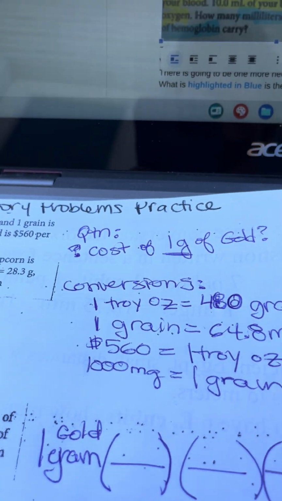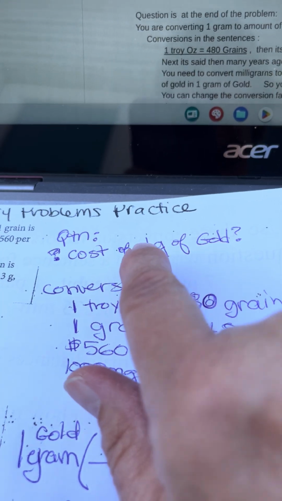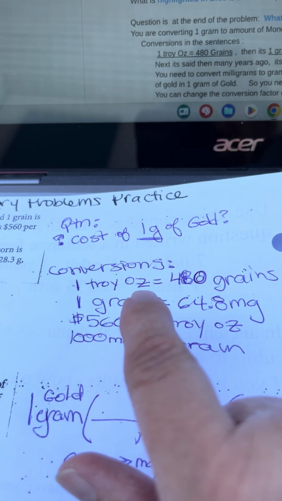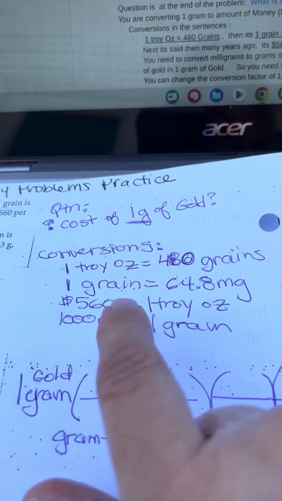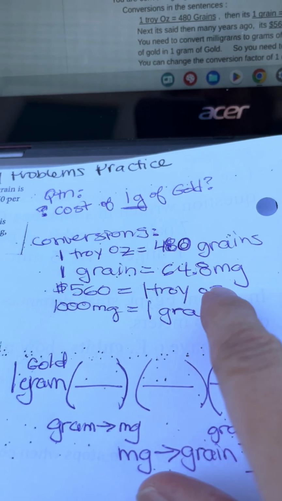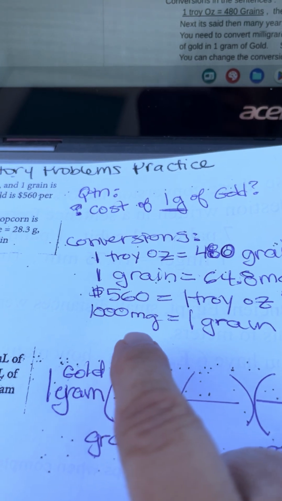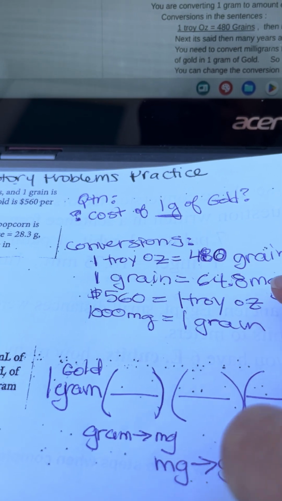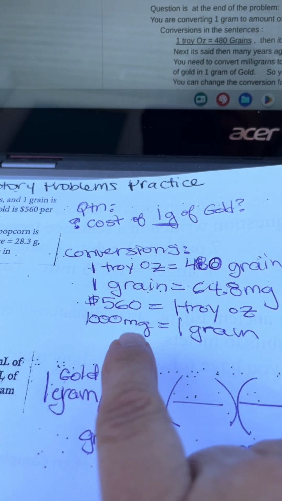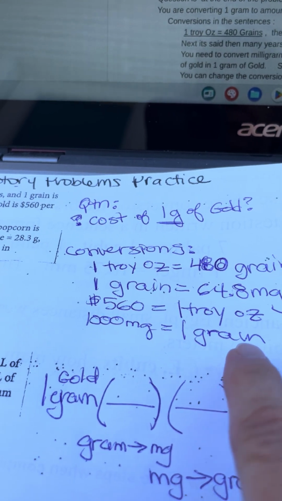I highlighted the question in blue on the online page, and then I was trying to show you each conversion. The troy ounce is 480 grains. A grain is so many milligrams of mass, and then so much money for a troy ounce. And then I also added in, because you need to see how milligrams and grams are equated, 1,000 milligrams to one gram. That's supposed to be a gram there. It kind of looks like a grain, but I'm just saying a gram there.